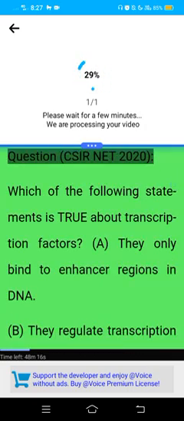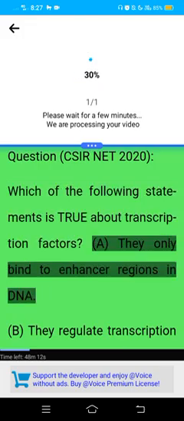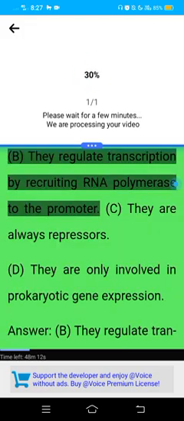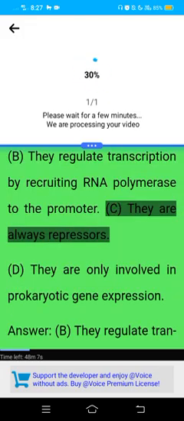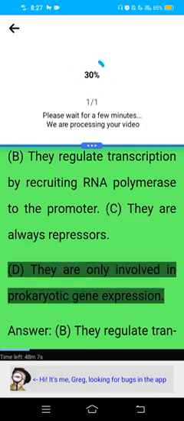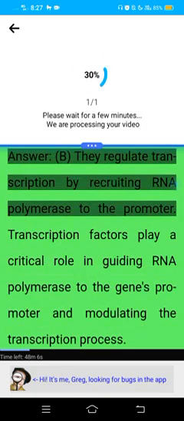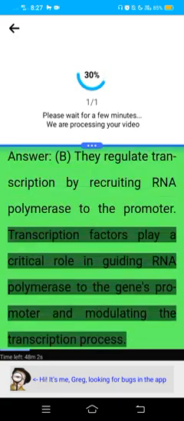Question. CSIR NET 2020. Which of the following statements is true about transcription factors? A. They only bind to enhancer regions in DNA. B. They regulate transcription by recruiting RNA polymerase to the promoter. C. They are always repressors. D. They are only involved in prokaryotic gene expression. Answer. B. They regulate transcription by recruiting RNA polymerase to the promoter. Transcription factors play a critical role in guiding RNA polymerase to the gene's promoter and modulating the transcription process.